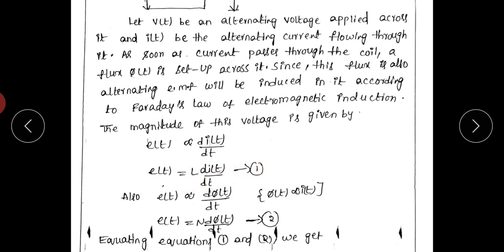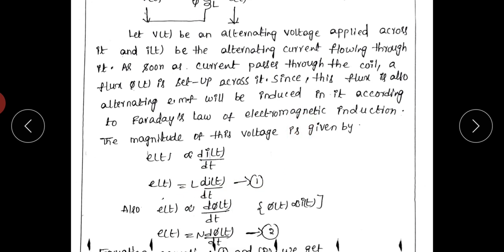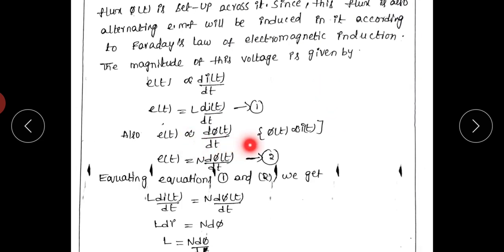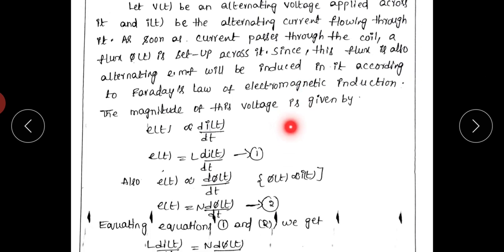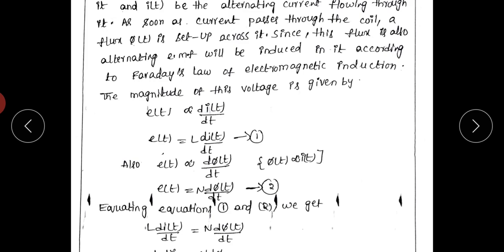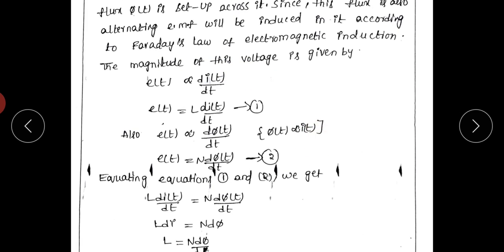Generally we know that the current produces the magnetic flux. So phi of t is directly proportional to I of t. So we can write this equation: E of t is proportional to d by dt of phi of t. The current produces the magnetic flux. If current increases, magnetic flux increases. If current decreases, magnetic flux also decreases. So E of t is proportional to d by dt of phi of t, or E of t equals N into d phi by dt. Here capital N is the number of turns.